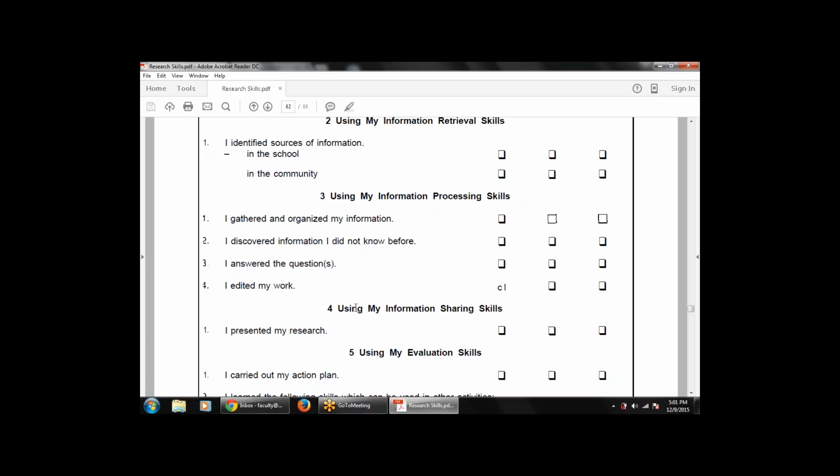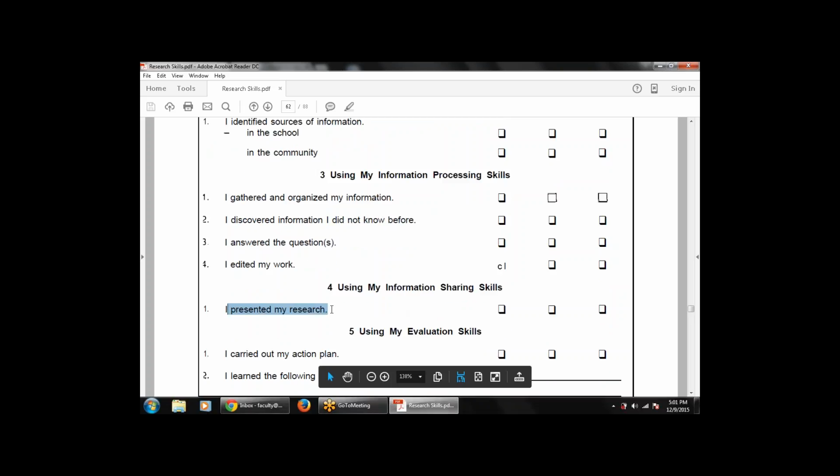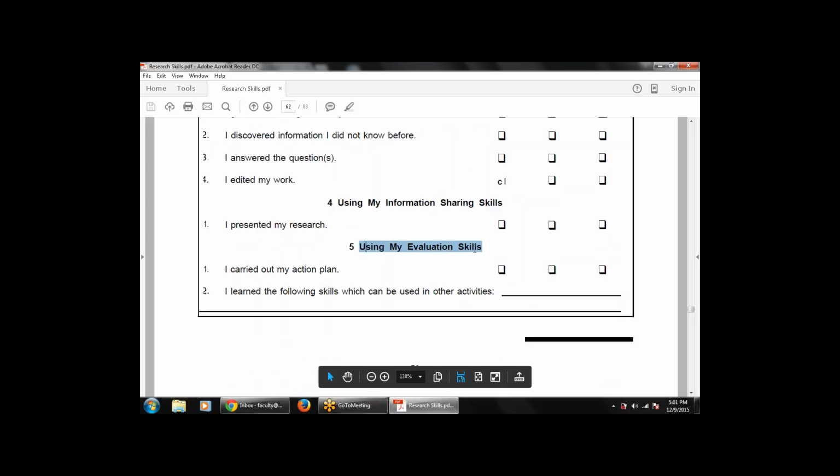The next is using my information sharing skills. So one is information processing, then information sharing: I presented my research, either very easily or with difficulty. Then, using my evaluation skills, whether I can follow the rules or not. I carried out my action plan, either very easily or with difficulty. Then I learned the following skills which can be used in other activities. These are the two lines in which you can enter whether you are applying them in the research activity or they can be used in other activities or not.